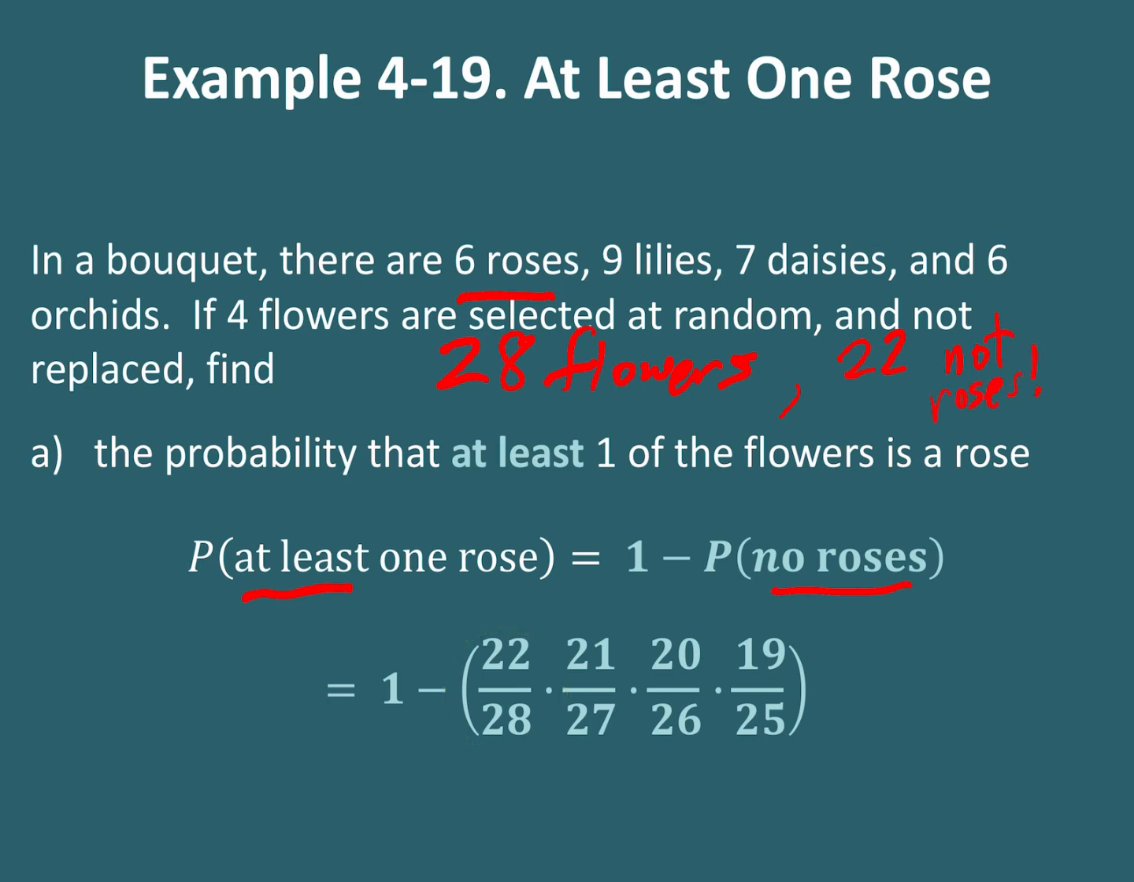So the probability of me not choosing a rose in the first pick is 22 out of 28. Then picking the second flower, the probability that it's not a rose is 21 out of 27. And with those 2 flowers gone, we now only have 26 flowers in the bouquet. So the probability that I don't choose a rose again will be 20 out of 26. And then finally 19 out of 25. Reducing, then solving, we end up with 1 minus 0.3573, which is 0.6427.